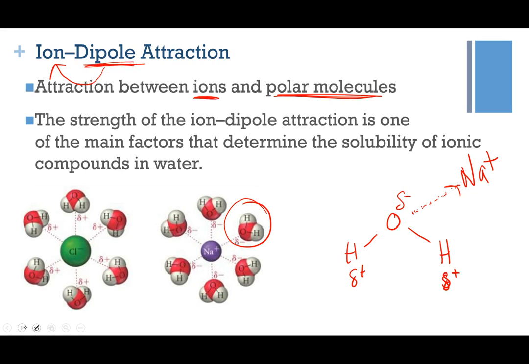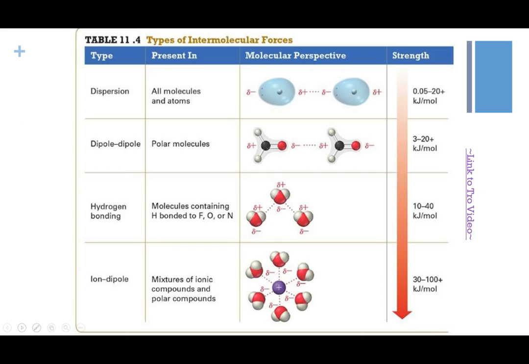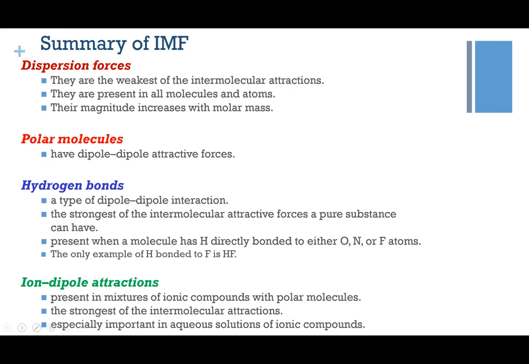Now that we've gone through all of our intermolecular forces, what I'm going to do is just summarize this with a couple different slides. So first we see our 4 intermolecular forces, and again, strength increases as we go down. So dispersion is the weakest, all molecules have it, then dipole, then hydrogen, then ion-dipole. And then here are just some bullet points to remind you what things need to happen in order for a molecule to display this type of intermolecular force.